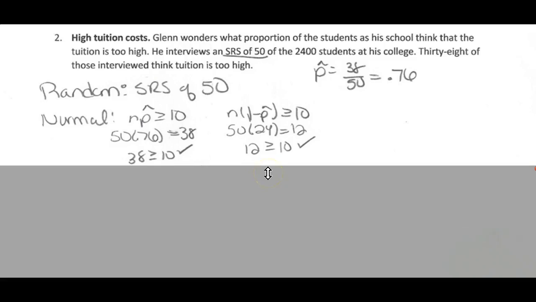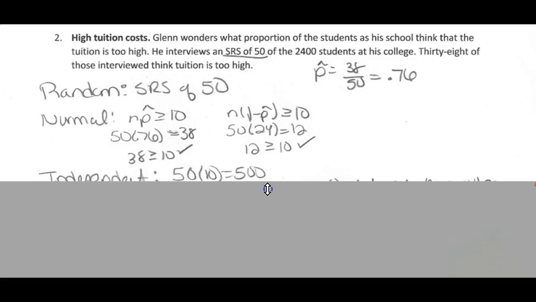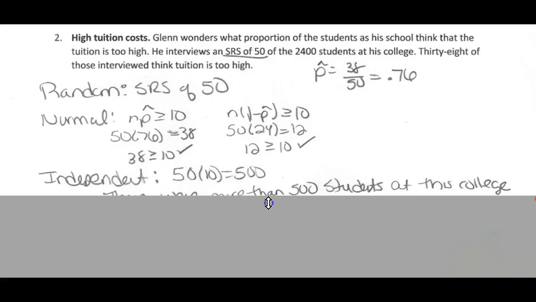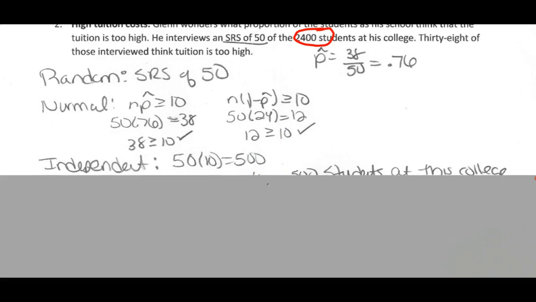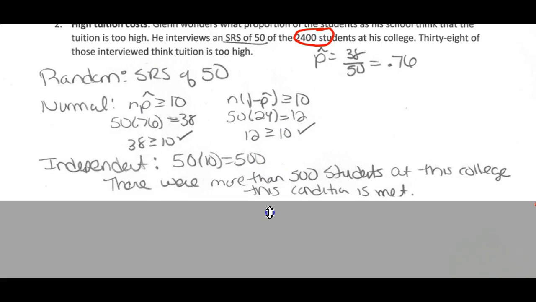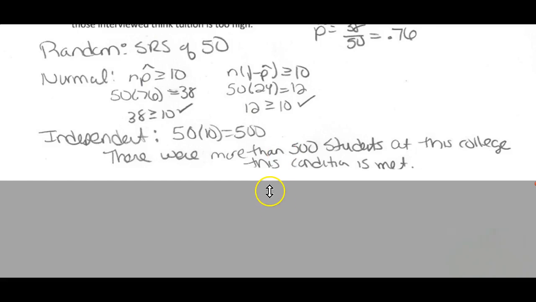Let's check for independence. One college student has nothing to do with another. They're independent there, but let's see if we met the population condition. 10 times 50 is 500. Since we know that there were at least 2,400 students at the school, as stated in the problem, this condition also checks. So this condition is met as well.